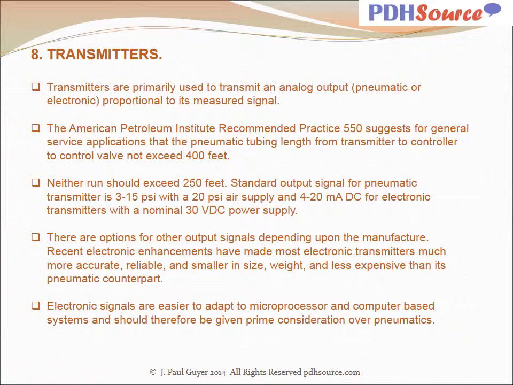Standard output signal for a pneumatic transmitter is 3 to 15 psi with a 20 psi air supply, and 4 to 20 milliamps DC for electronic transmitters with a nominal 30 volts DC power supply. There are options for other output signals depending upon the manufacturer. Recent electronic enhancements have made most electronic transmitters much more accurate, reliable, smaller in size and weight, and less expensive than their pneumatic counterparts. Electronic signals are easier to adapt to microprocessor and computer-based systems and should therefore be given consideration over pneumatics.